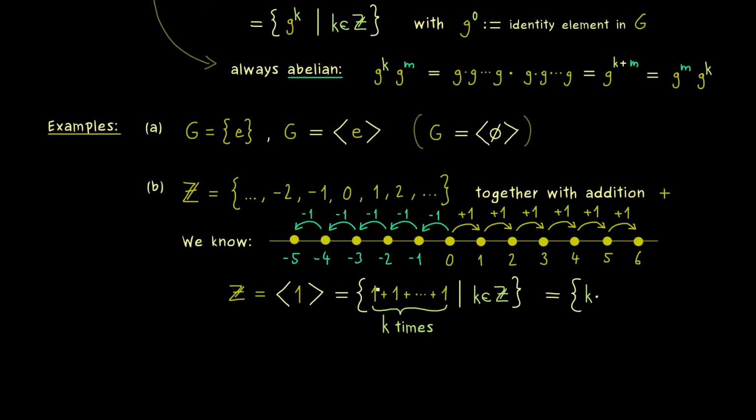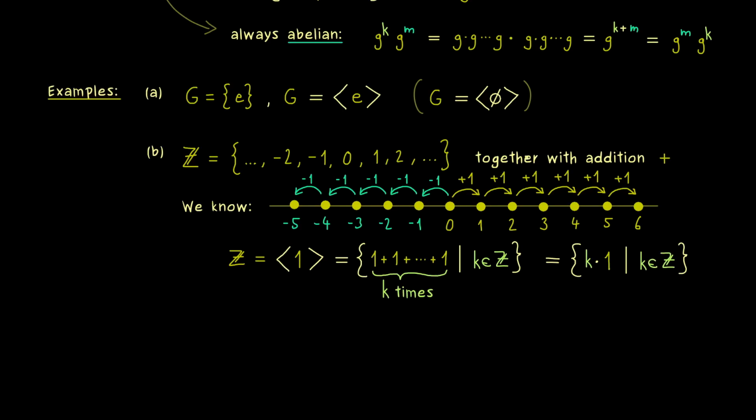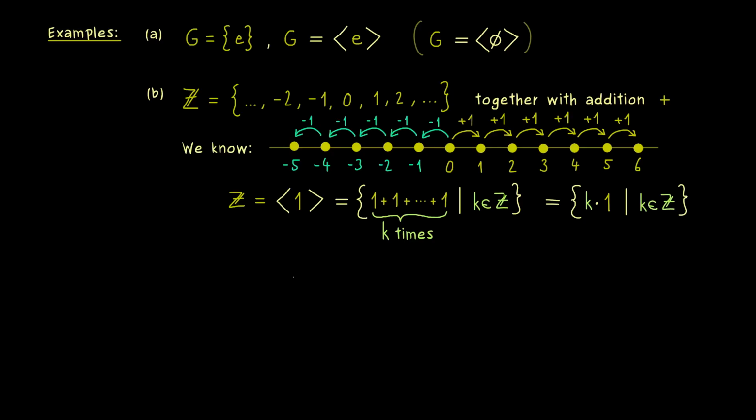So instead of the repeated addition, one just writes k times the element 1. This is a common abbreviation whenever the group operation is denoted as an addition. But now please don't forget our important result here. The integers with the ordinary addition form a cyclic group.